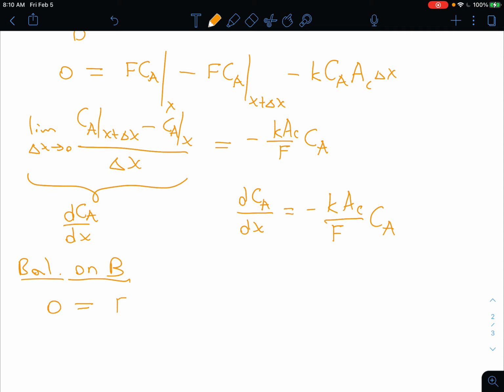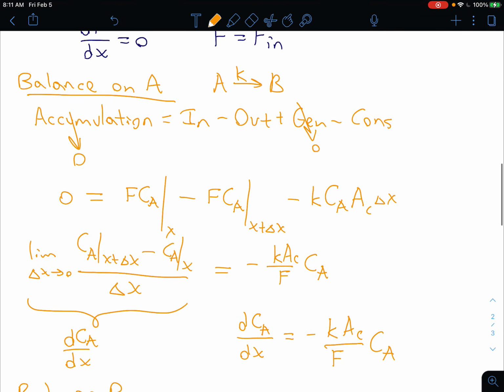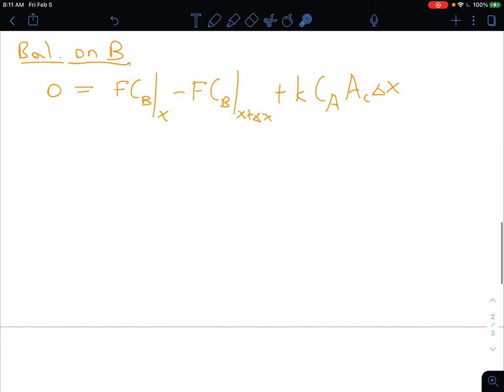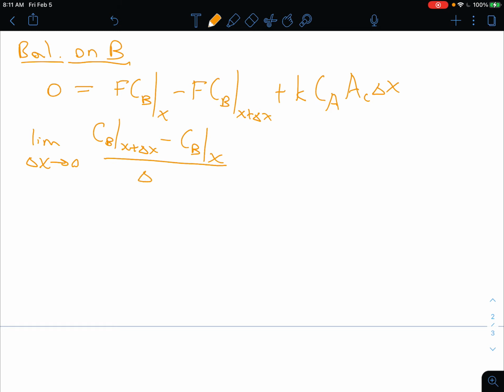So the input at X is going to be FCB at X minus FCB at X plus delta X minus K CA A_C delta X. Whoops, not a minus, it's a plus, because it's going to be generation rather than consumption, because the reaction over here is generating B. So that's going to be positive. Okay, so now if we rearrange things in the same way, we should get the limit as delta X goes to 0 of CB at X plus delta X minus CB at X divided by delta X is going to equal positive K A_C over F times CA. This is dCB dx.